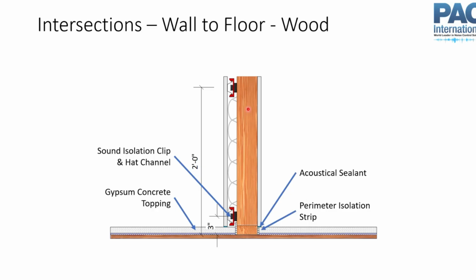Wall to floor. Here again, we're creating a bathtub for this. This would be typical multifamily construction, lightweight wood-framed construction. We've got wood joists, wood trusses, and often a gypsum concrete topping on an underlayment. That's our separation here. And then we have our drywall that comes in.